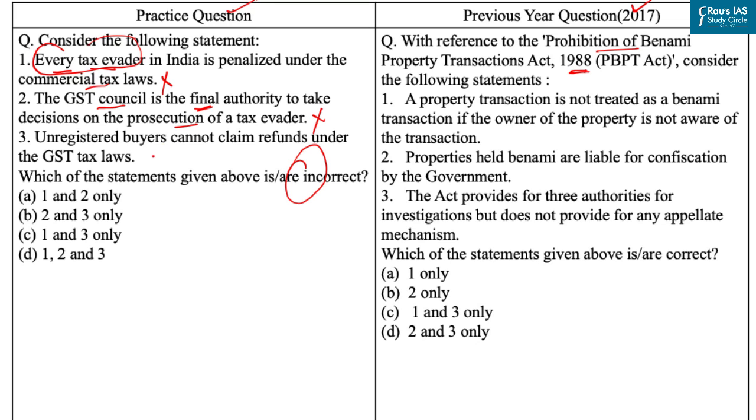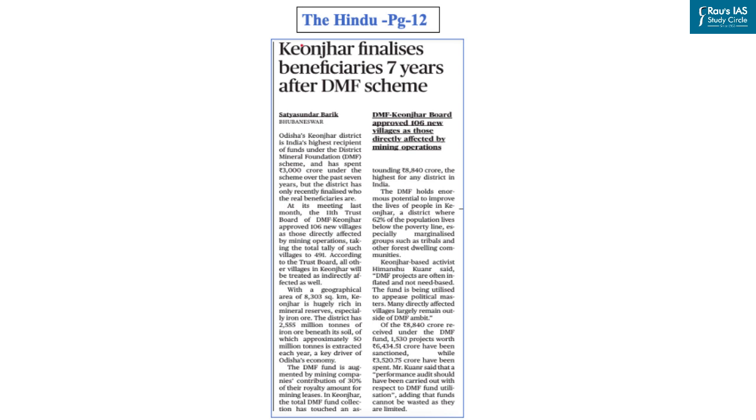Now let's come to the third statement. Unregistered buyers cannot claim refunds under the GST tax laws. Now, unregistered buyers can claim a refund under the GST tax laws as per the recent recommendation of the GST Council. So, our third statement is also incorrect. So, here we have to identify the incorrect statements. So, our answer is option D, that is 1, 2 and 3. The answer of this PYQ is option B. Now, our next question is based on this article which appeared on page 12 in the Hindu newspaper.